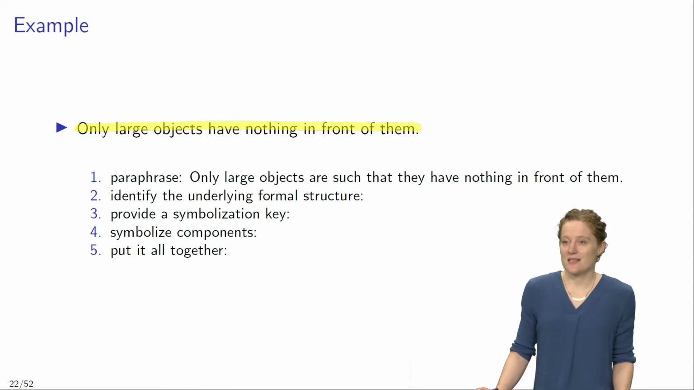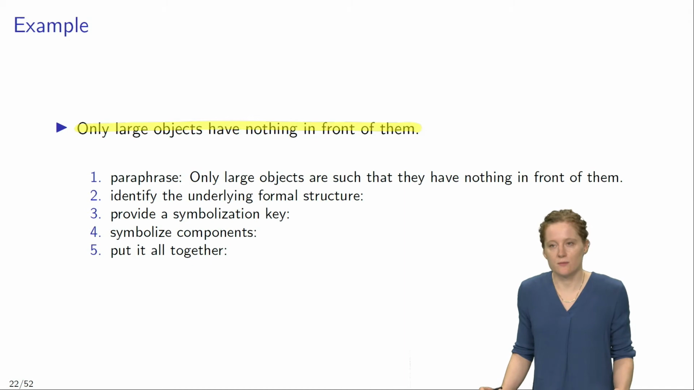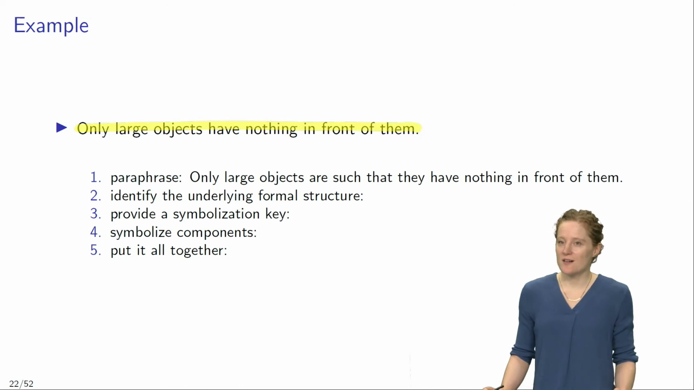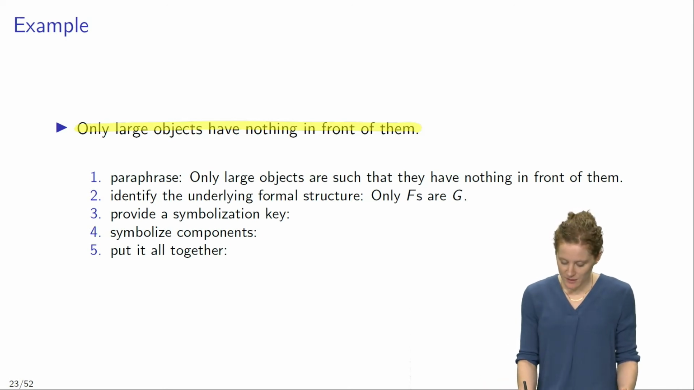I'm going to paraphrase our sentence as follows. Only large objects are such that they have nothing in front of them. Now this sentence is a little more complicated. It sounds more unfamiliar. You won't hear people saying sentences like this one. But it is useful for us because this paraphrase allows us to identify the underlying formal structure of our sentence. The underlying formal structure here is only F's are G, where F corresponds to the predicate is a large object, and G corresponds to the predicate has nothing in front of them.